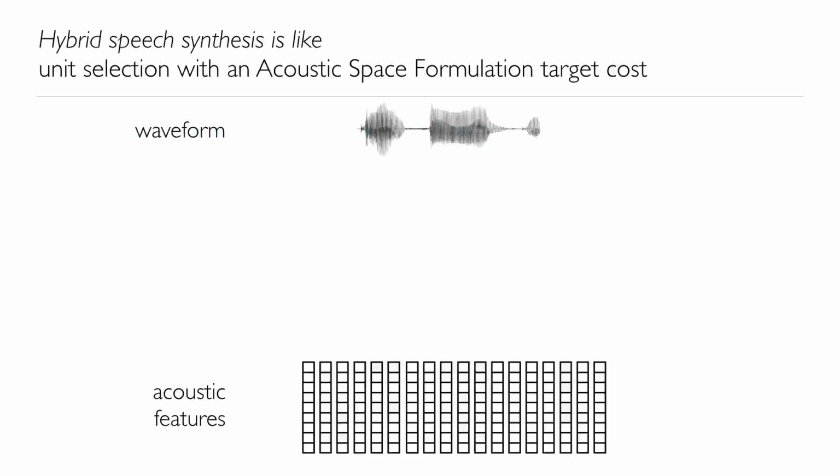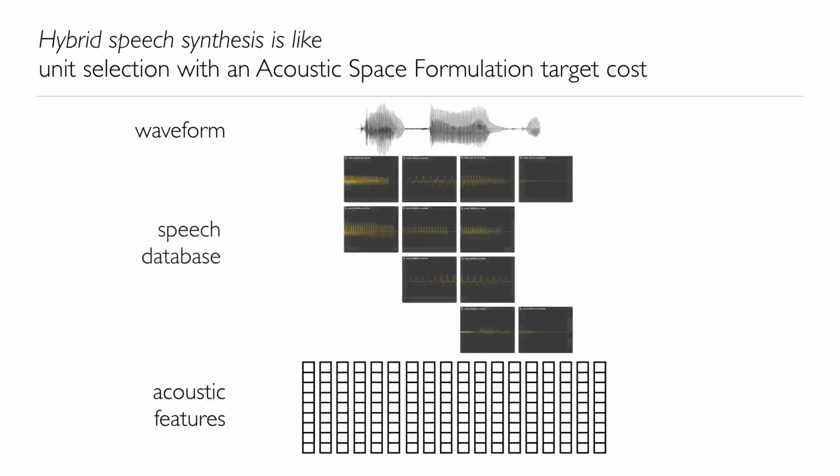So hybrid speech synthesis is like unit selection with the acoustic space formulation. Here, if we want to generate a waveform, we first predict the sequence of acoustic features as a reference for the target cost, and then we compute the target cost based on the acoustic features and the candidates. Because we are not going to use the acoustic features to generate a waveform directly, the features for the reference can be any features. Some features may not even be able to synthesize voice.